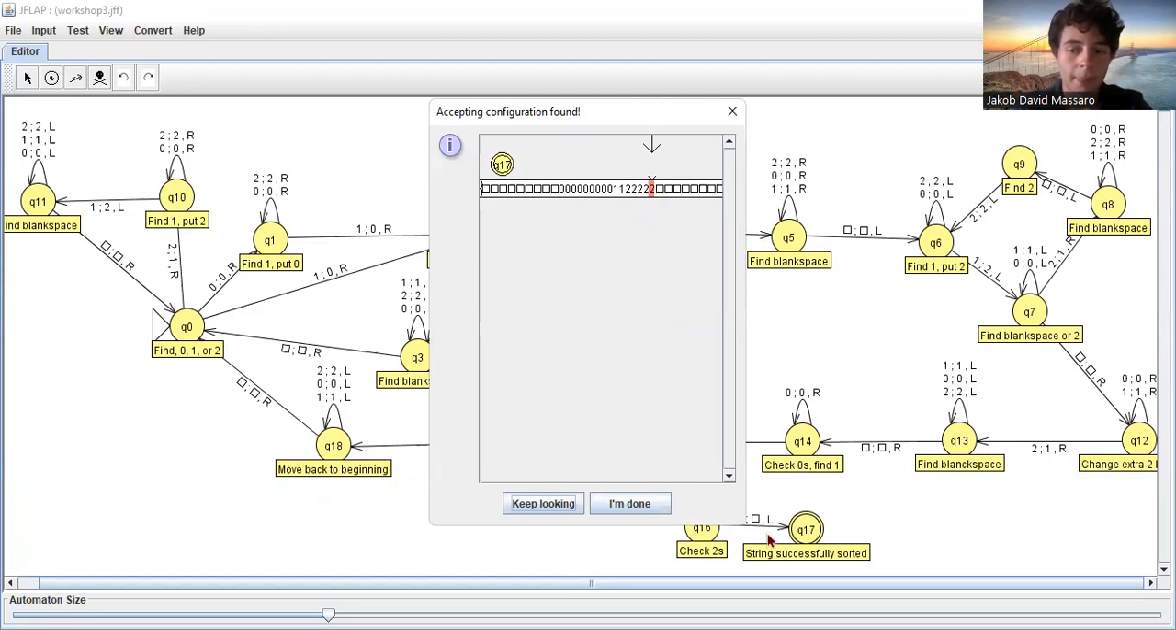So that is the Turing machine I built. I hope it was informative and maybe a little bit of a different way of doing things. And I hope you enjoyed and have a great day.